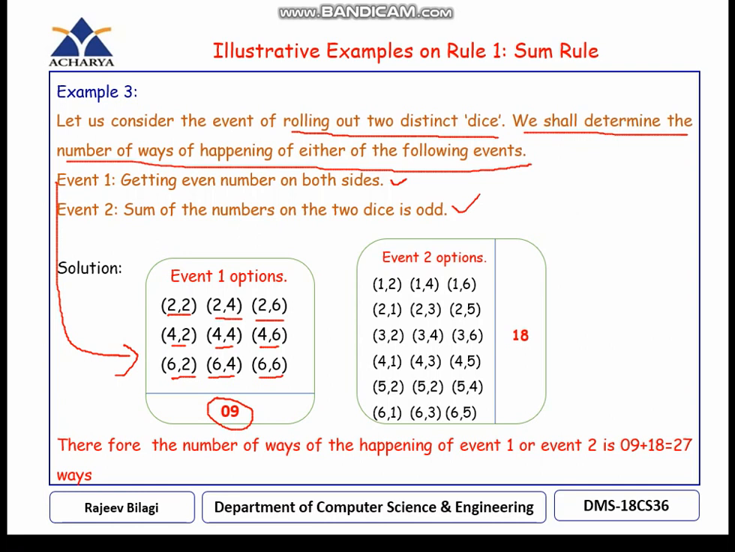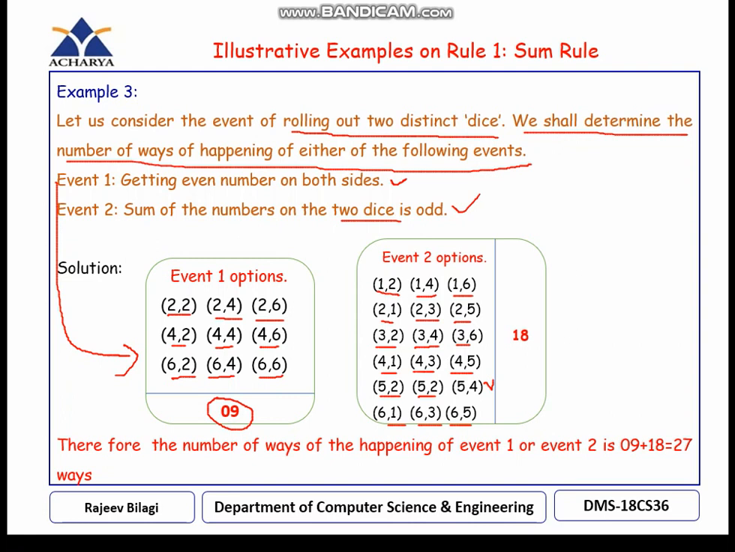Now similarly, when you look at the sum of two numbers on the dice being odd: 1,2; 1,4; 1,6; 2,1; 2,3; 2,5. You add all these, it will be 7. Now here 2,3 is 5, 3,4 is 7, so it is 9. So 4,1; 4,3; 4,5; 5,2; 5,1; 5,2; 5,4; 6,1; 6,3; 6,5.